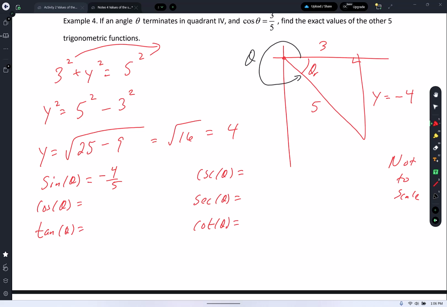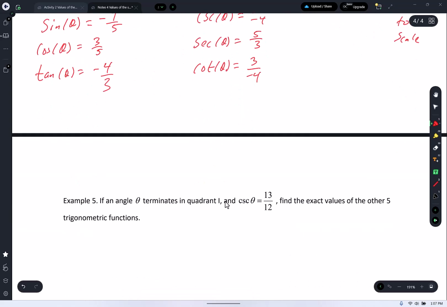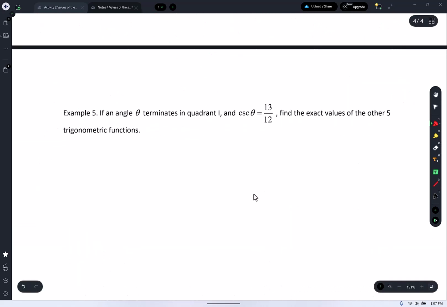-4/5. Cosine, adjacent over hypotenuse. So I guess that was given. 3/5. Tangent, opposite over adjacent. Cosecant, what's the reciprocal of sine? Secant, what's the reciprocal of cosine? And then cotangent. There it is. How do we feel, guys? Not bad, right? Yeah, that's it. We just got one last question, guys. Look at you guys speeding through this. Did everyone get this? Okay. All right, last one.